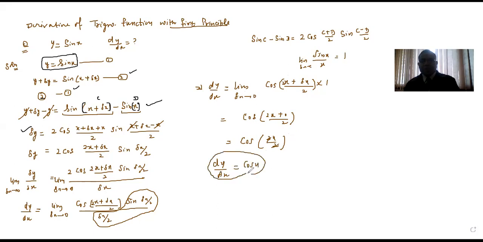This is the answer. So if y is equal to sine x, then dy by dx is equal to cos x. This is all by first principle method. In the same way, you will get the derivative of y is equal to cos x, y is equal to secant x, and y is equal to cosecant x. These derivatives you can get by this formula only. So these three questions are your home assignment.